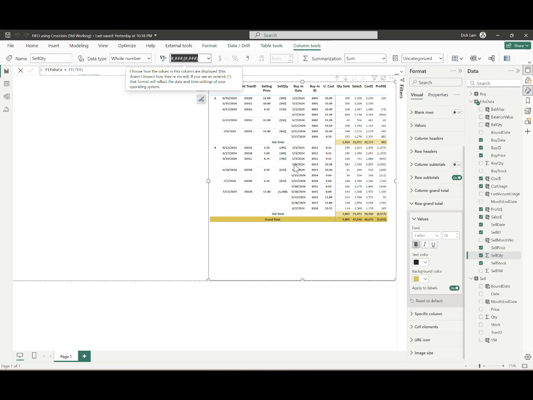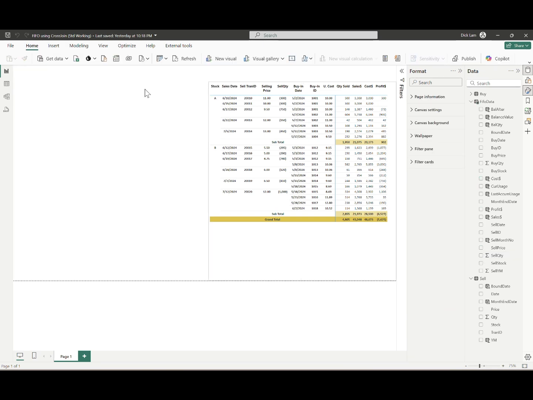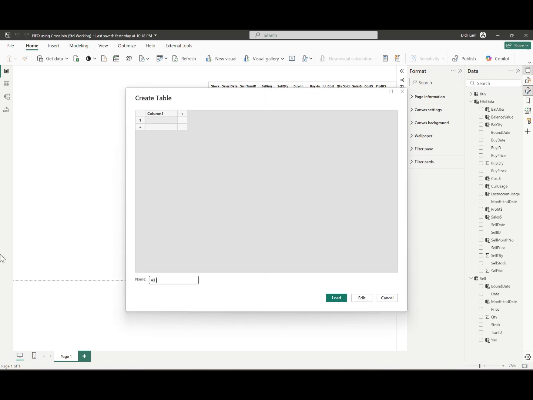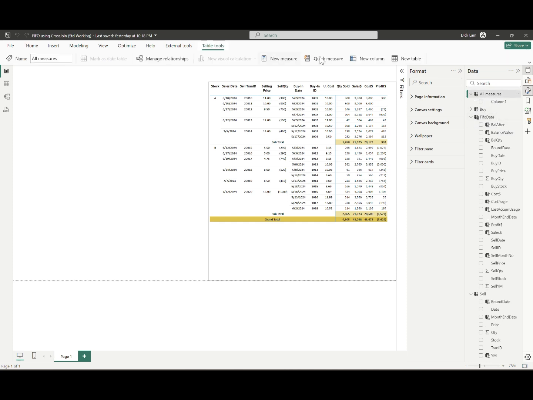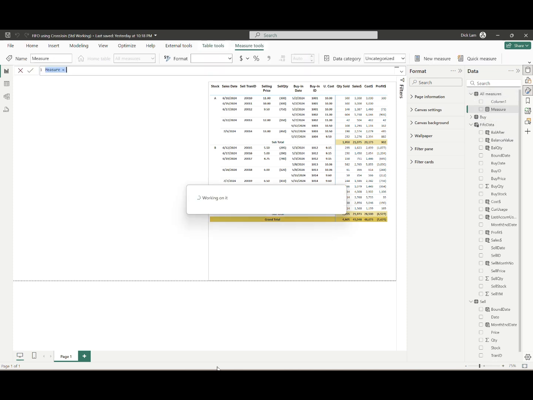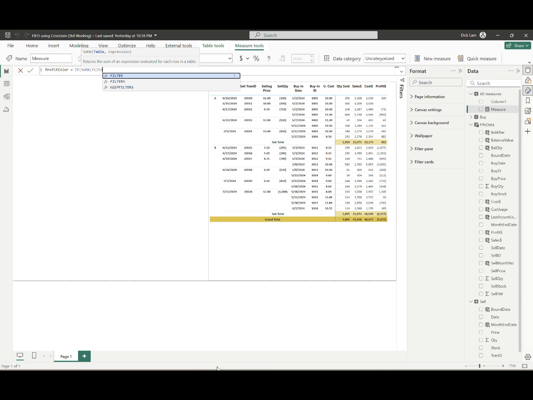All right. To do this, I need to create a measure table. All measure. Okay. Then I need to add a new measure. Call it profit color. A little bit tricky, huh? If sum x, oh no, filter, should be the FIFO data. If the profit is greater than 0, then it should be green. Otherwise, it should be red.